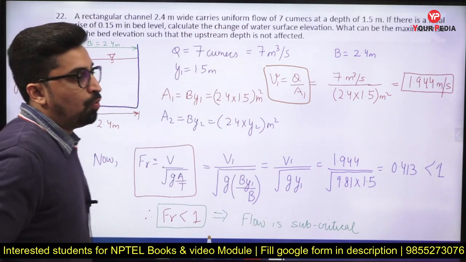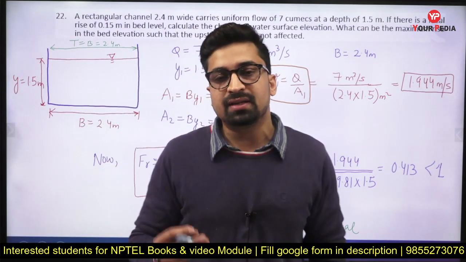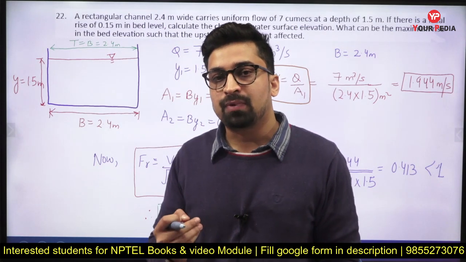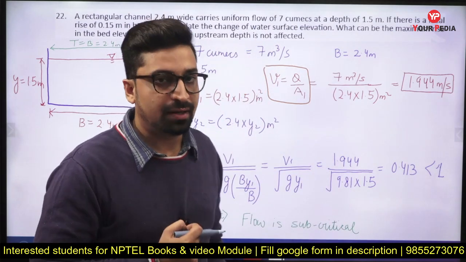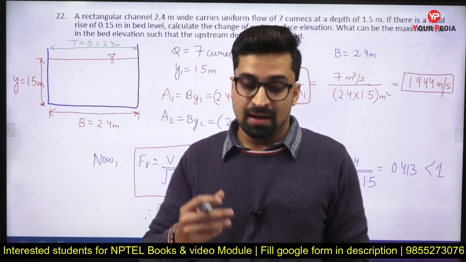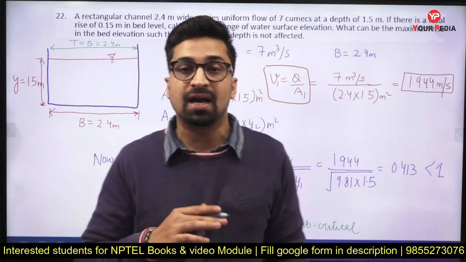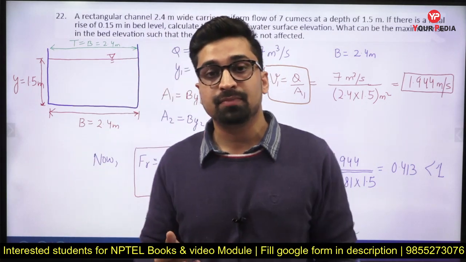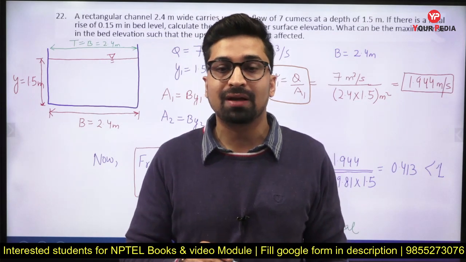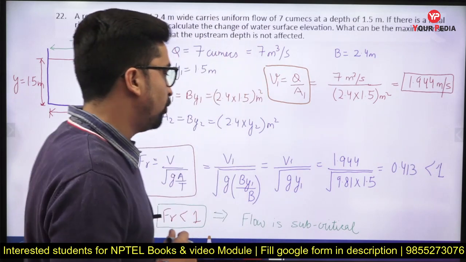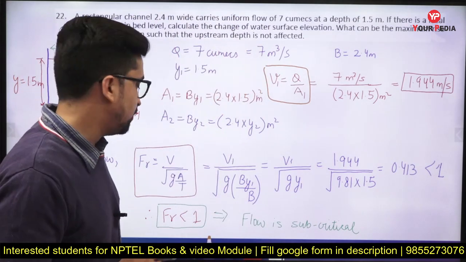After this, what we need to do is calculate the Froude number in order to tell whether the flow is in subcritical, supercritical or critical state. Because we know that if the flow is in a subcritical state before the hump, then even after the hump the flow will also be in a subcritical state, and similarly for supercritical. So the flow remains in the same nature.